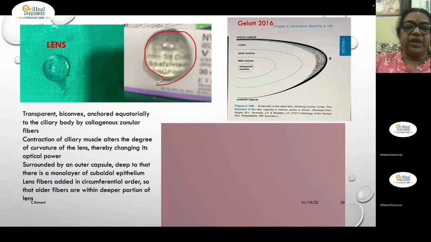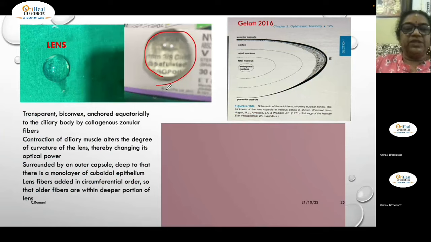So here you can see the magnification that is created by the lens, and this lens actually arises from the surface ectoderm in its embryological life, and it is not vascularized. There is no pigmentation, that is why it is transparent, and it is kept in place with the help of the zonular ligaments.